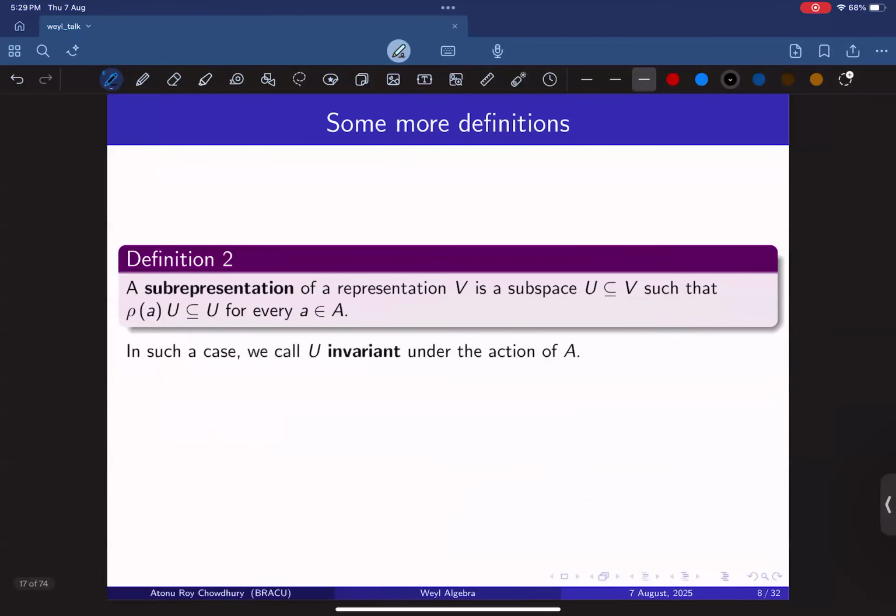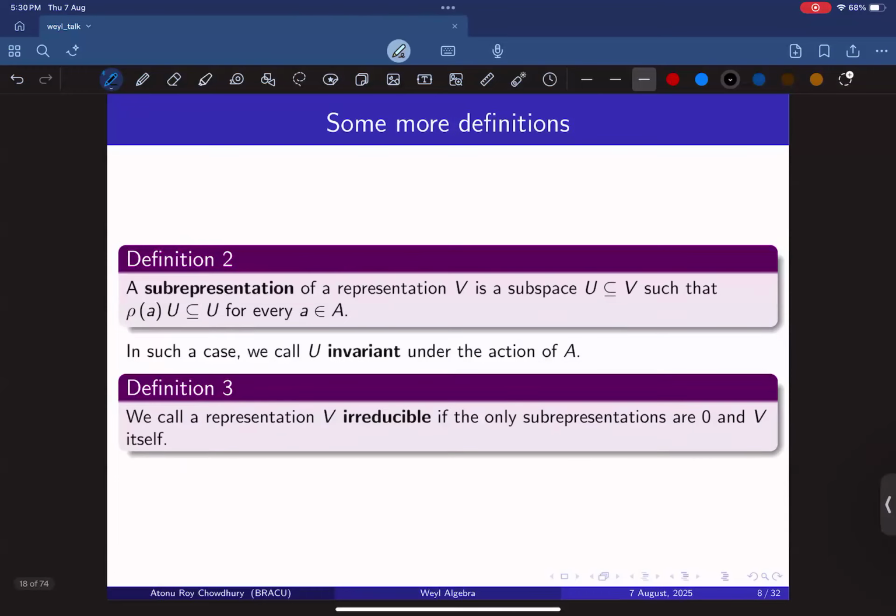Now the second thing: a subrepresentation is basically a subspace such that the image of that subspace under the action of A is contained in the subspace. In such a case, we call U an invariant subspace under the action of A. If there is no non-trivial subrepresentation, then we call the representation irreducible. We're gonna focus on irreducible representations today because we can form other representations using the irreducible ones. So they are sort of the building blocks of the representation space. Okay, so far so good?